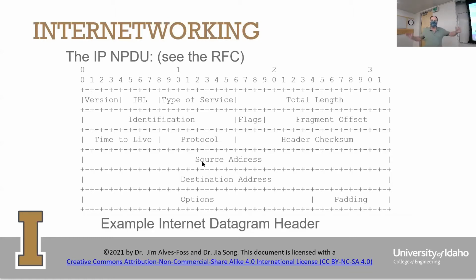Source address, that's my 32-bit. Who's sending this? 129.101.100.1. That's who's sending it. Who's receiving it? 192.168.1.5. Those are the addresses. And then options. There are lots of different options we can use in there. I'm not going to worry about it.